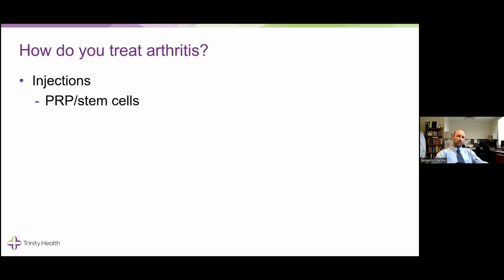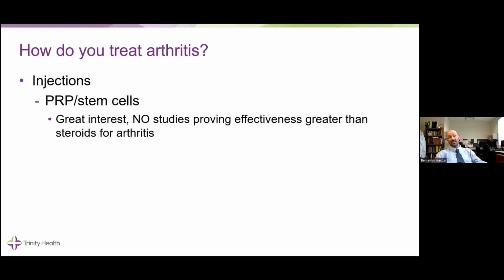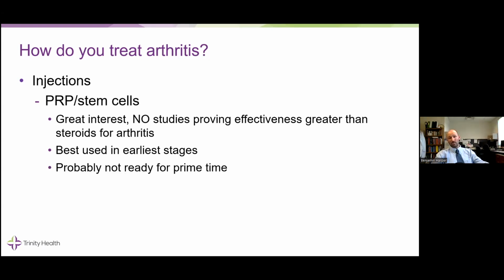Injections with PRP, which is platelet-rich plasma, and stem cells. There's a lot of interest. I think this is super intriguing. In my opinion, they're not really ready for prime time. And this is another one of those things where I think advertising may get a little ahead of proven benefit. If they're going to be used, probably more effective in earlier stages. The placebo effect for this is strong.